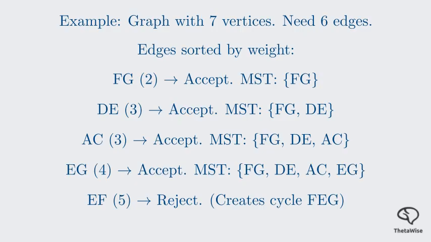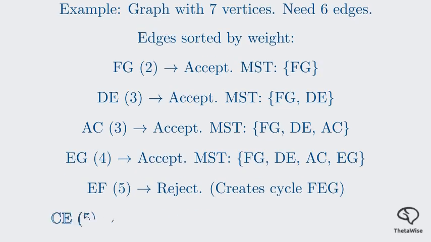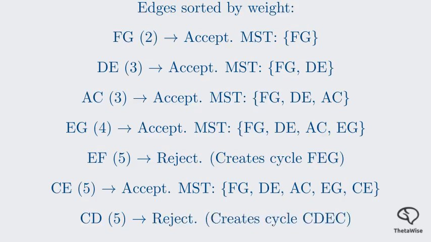We add it. Next is EF, with weight 5. Adding EF would create a cycle between E, F, G, and E, so we reject it. Next is CE, with weight 5. It connects vertex C to the component containing E, F, and G, so we accept it. The next edge is CD, with weight 5. Adding CD would create a cycle CDEC, so we reject it.